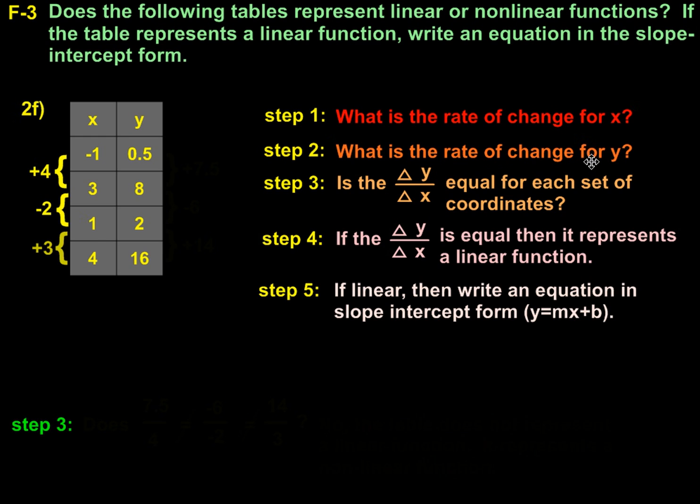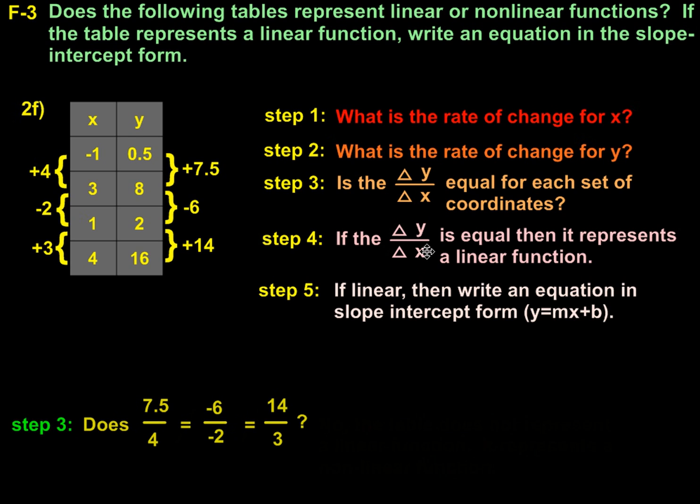Step number 2, we're going to find the rate of change for y. To go from 0.5 to 8 is a +7.5 change. To go from 8 to 2 is a -6 change. And to go from 2 to 16 is a +14 change. So, looking at the rate of change of y over x, we have to ask ourselves if the change in y over the change in x is equal. If it is, then it represents a linear function.